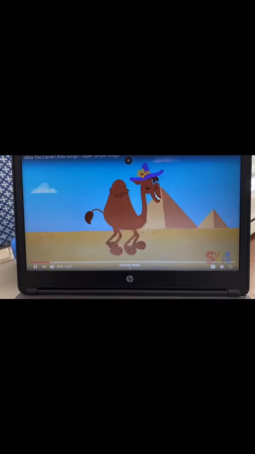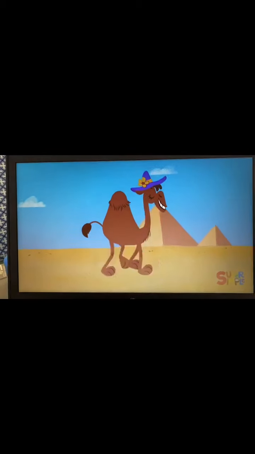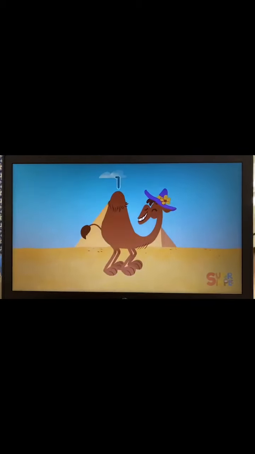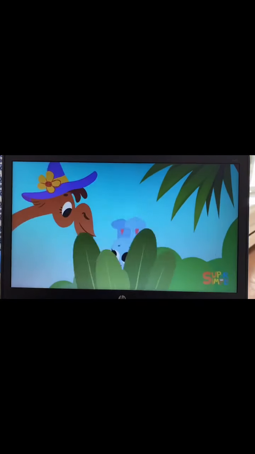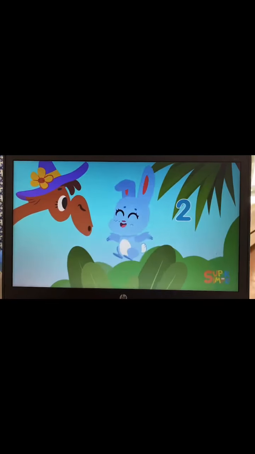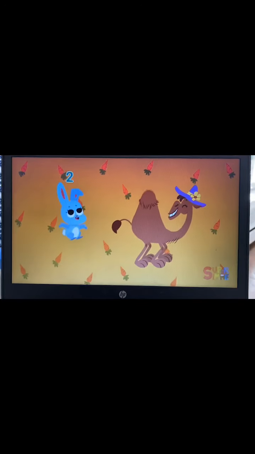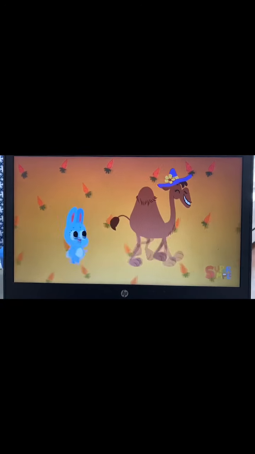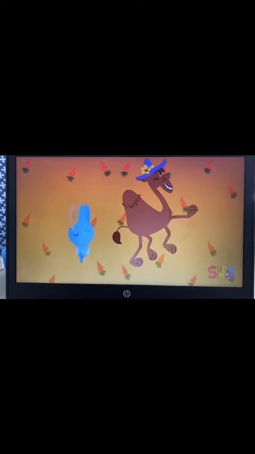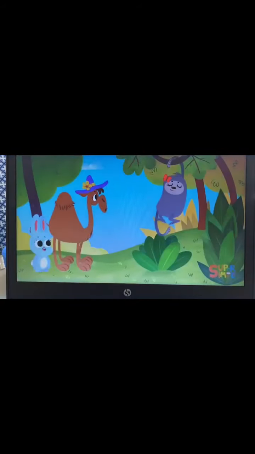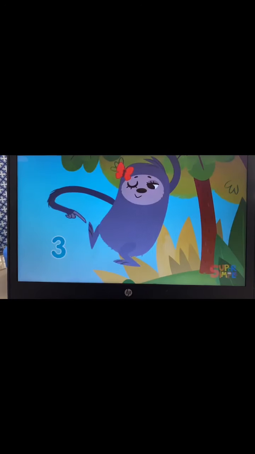Alice the camel has one hump. Go, Alice, go. Ruby the rabbit has 2 ears. Go, Ruby, go. Sally the sloth has 3 toes.